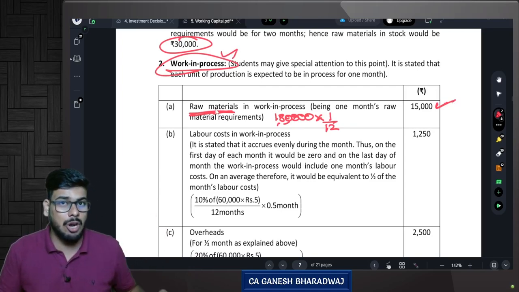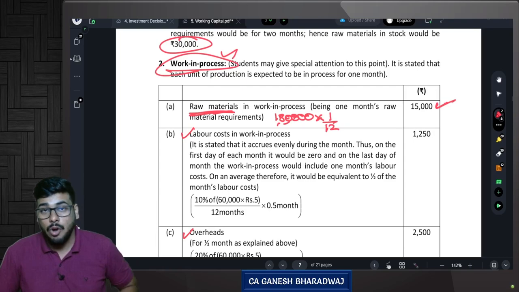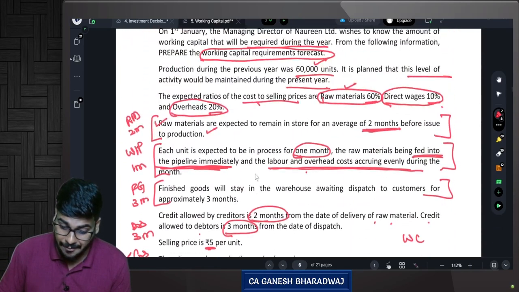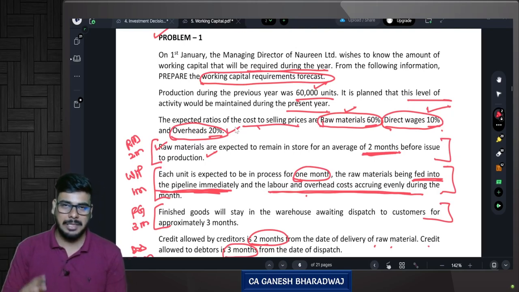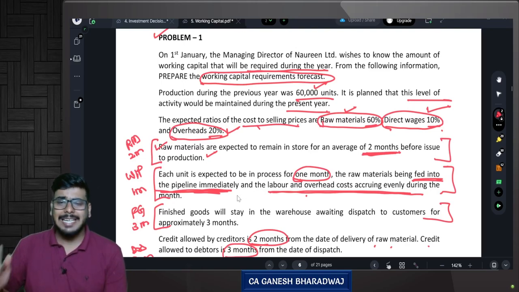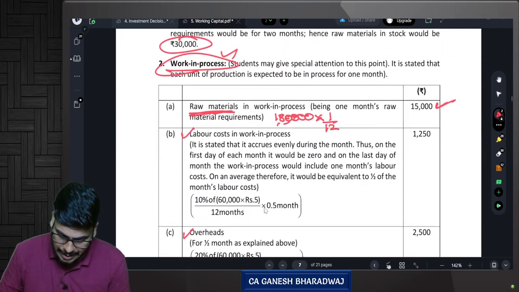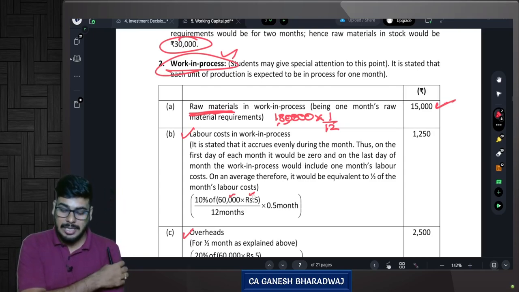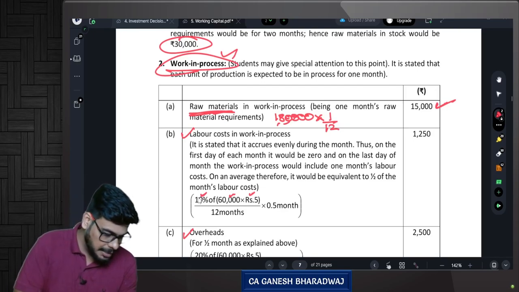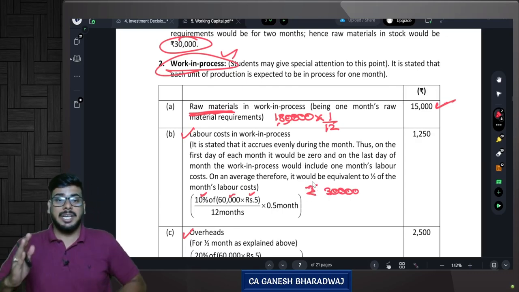Now, WIP is not just about raw material. Some processing happens, so labor and overheads will also be incurred. Now, what they are saying, look at this. Please look at this very, very carefully. They are saying wages are generally 10% of my sales value. Overheads are 20% of my sales value. Fine. Now, in a year, what is the total wage cost that I will be incurring? Can I say it is nothing but 60,000 into 5, correct? 60,000 into 5, this is my overall sales value, correct? On that 10%, so 30,000 rupees will be the labor cost that I will be incurring.